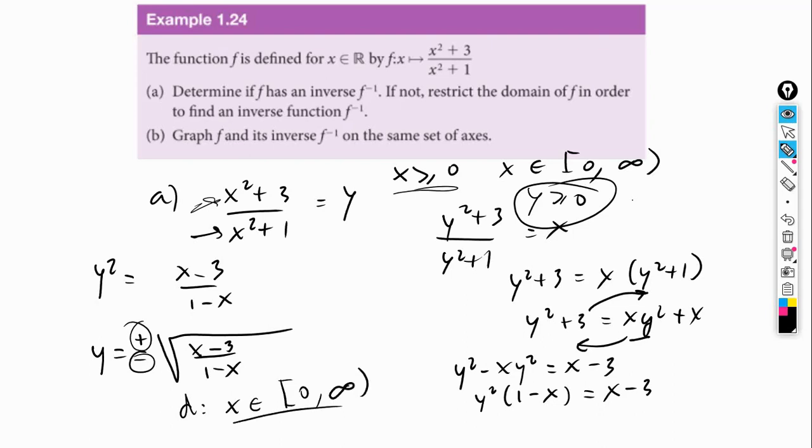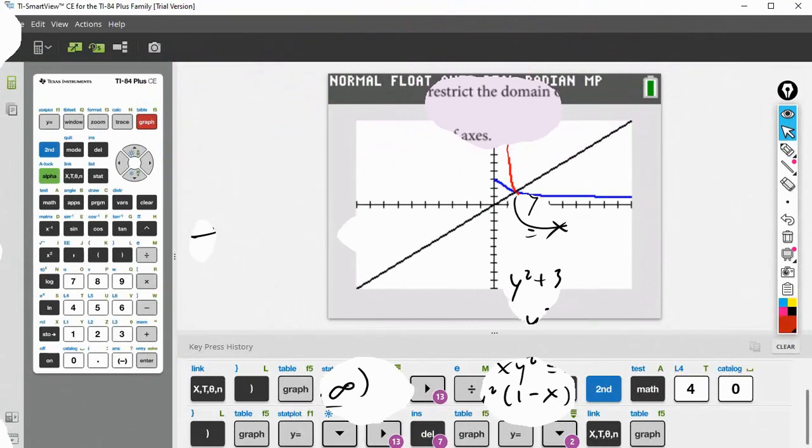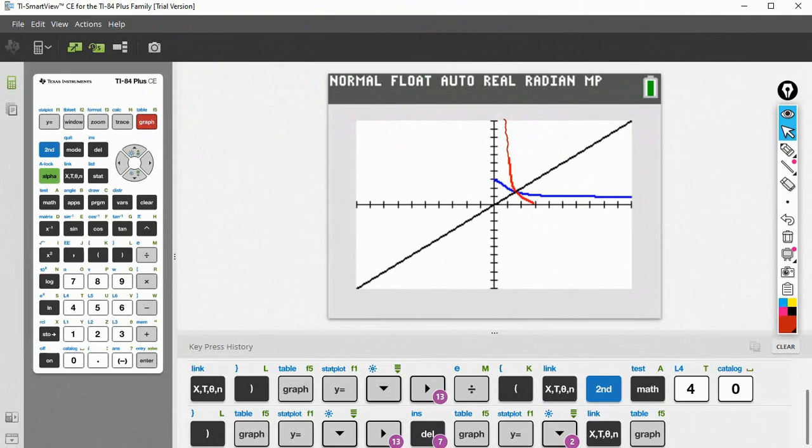Okay, next we have to graph them on the same set of axes, that is f and its inverse. Here we have graphed f of x and its inverse, and we also have the line y equals x as a reference of the symmetry that they have with respect to that line. So this would be f of x over here. This is f of x, and this is the inverse, and this is the line of symmetry, y equals x.